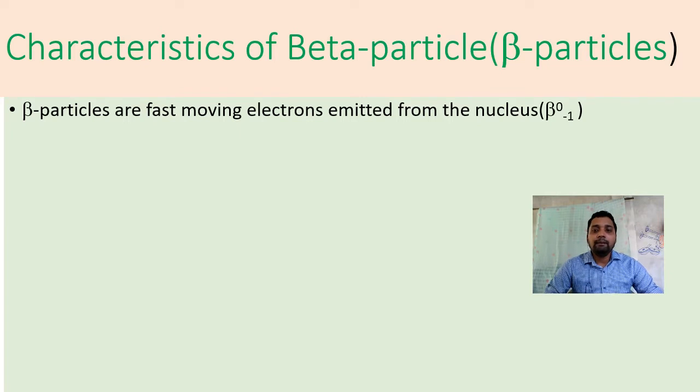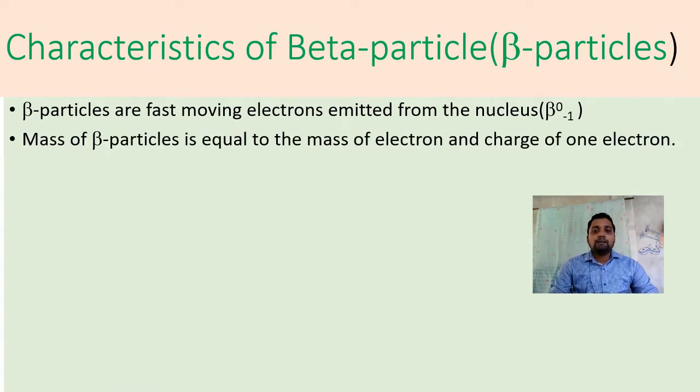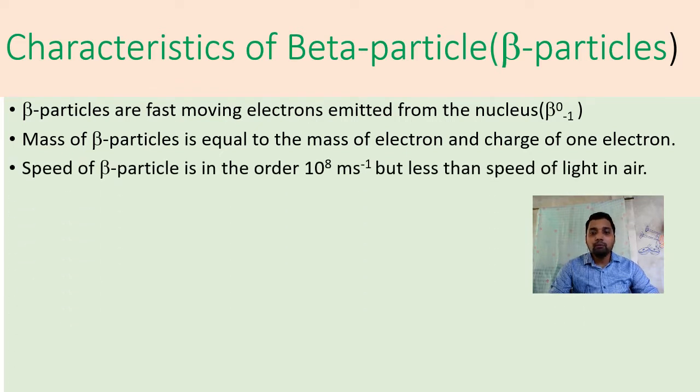The beta particle is only one electron, so its mass is that of one electron, and its charge is that of one electron, which is -1.67 × 10^-19 coulomb. The beta particle has more speed compared to alpha. Alpha particle speed is on the order of 10^7 meters per second, but beta particle speed is on the order of 10^8 meters per second.